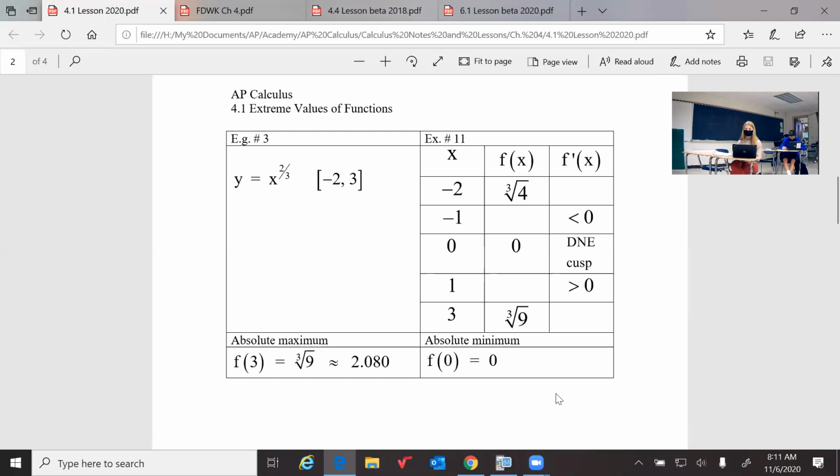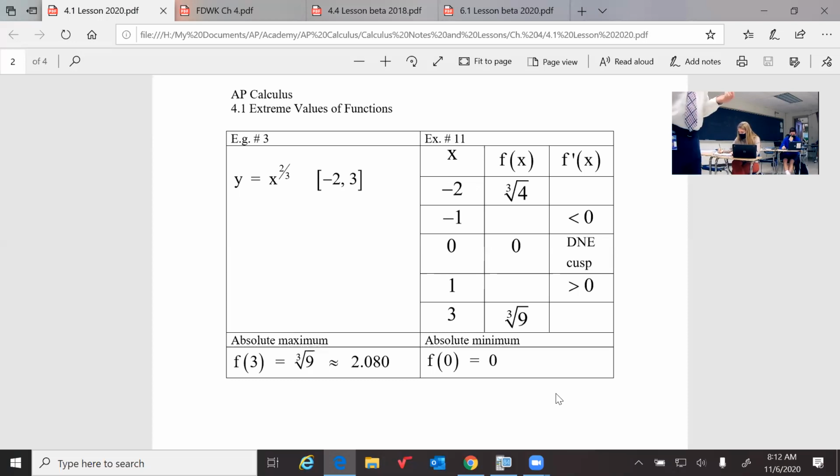We have y equals x to the 2/3 power. And if you look on page 190, there's a picture in your book. Remember, we referred to this back in the beginning of chapter 3 as a cusp. You are not accountable for that vocabulary word, but you've seen a picture like that. Okay? And the question says, find the absolute max and minimum on this interval. -2 to 3 inclusive. Right? What do we do?